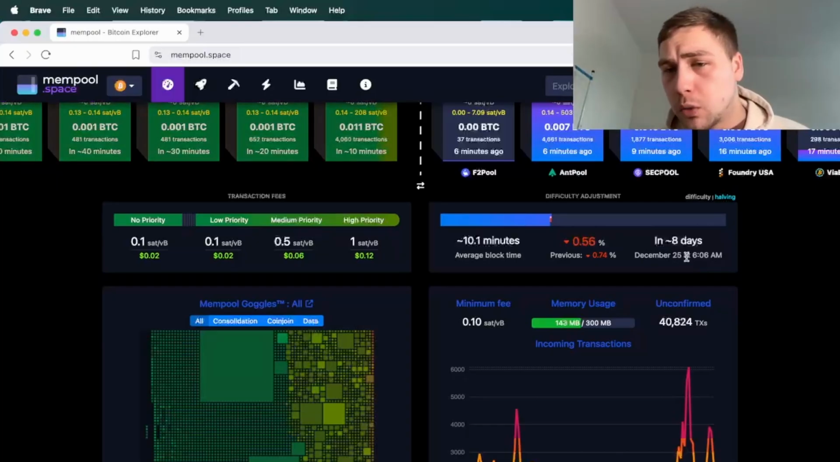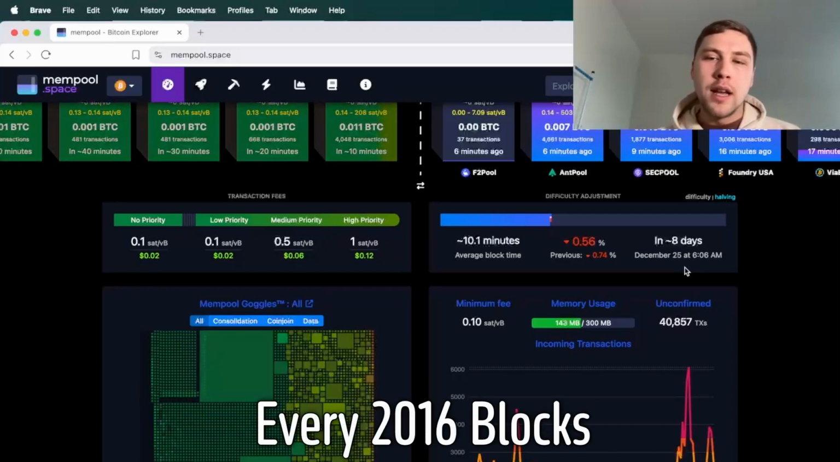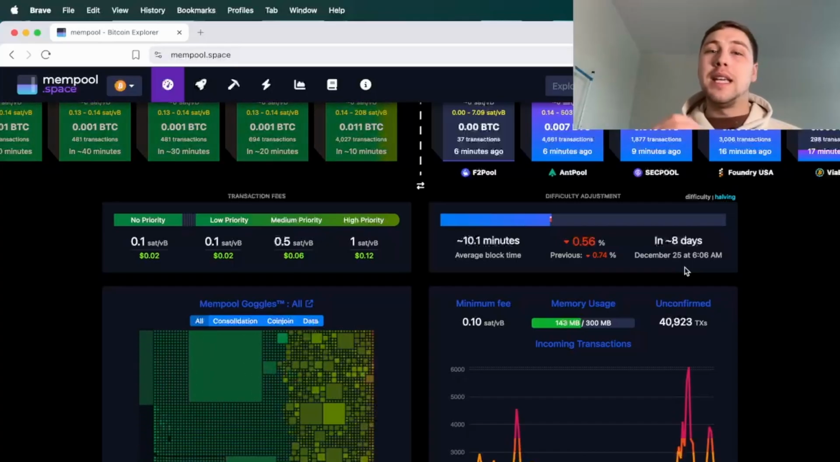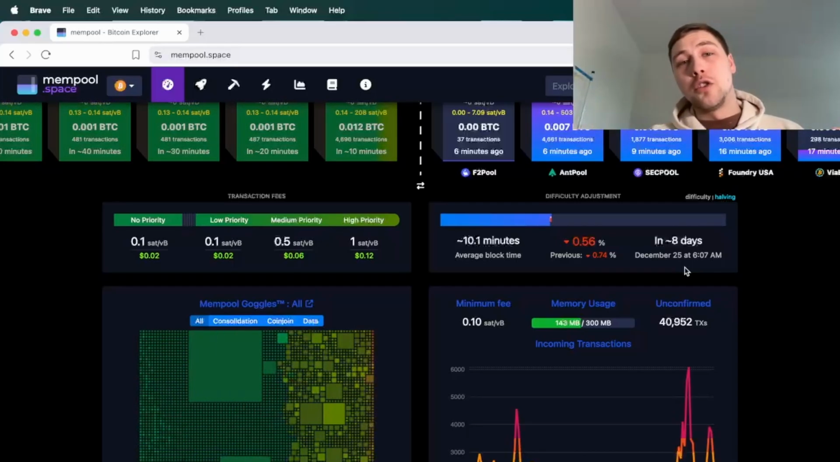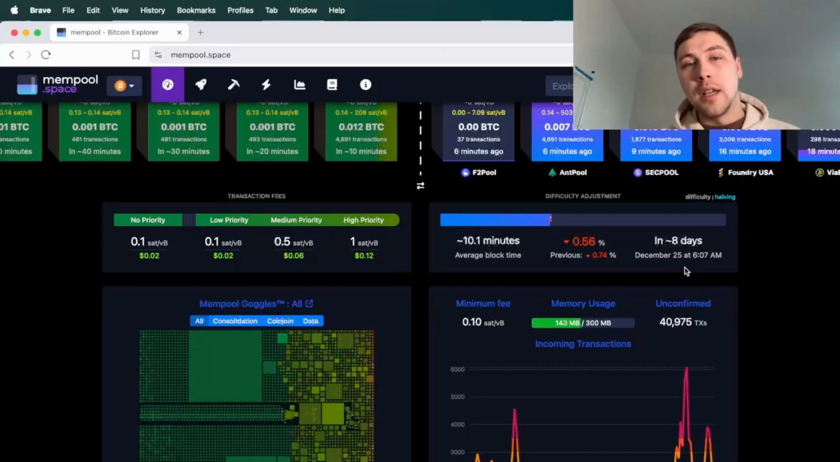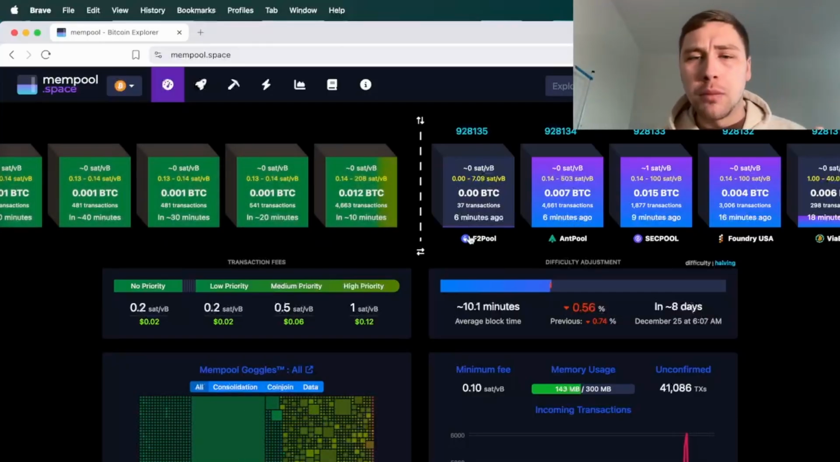So on December 25th, we will have another difficulty adjustment, which basically means that every around 2 weeks, the Bitcoin network automatically adjusts and decides if it needs to be easier to mine or harder to mine. The more people mine, the harder it is to mine, and the fewer people there are, the easier it is to mine. For example, over here, 6 minutes ago, we had a block mined, and then exactly at the same time, we had another block mined.